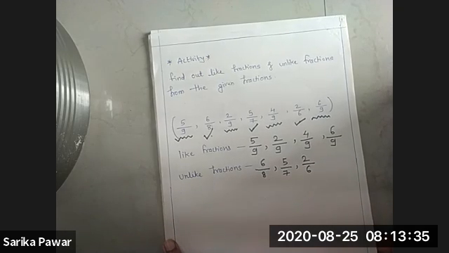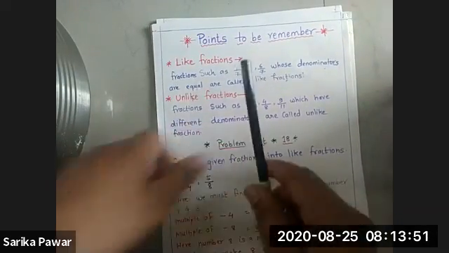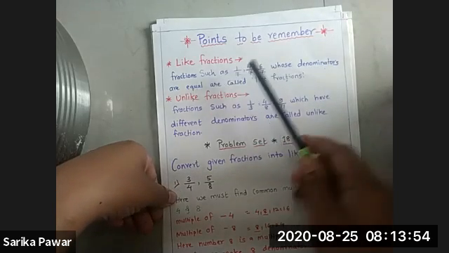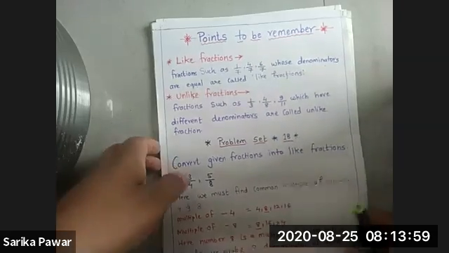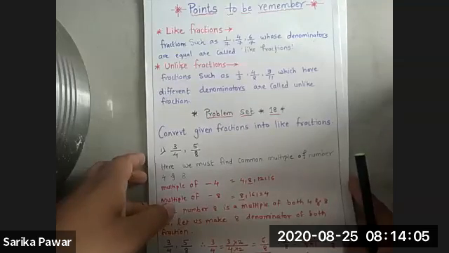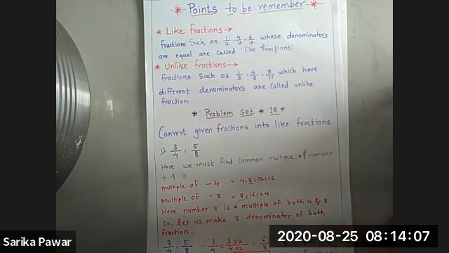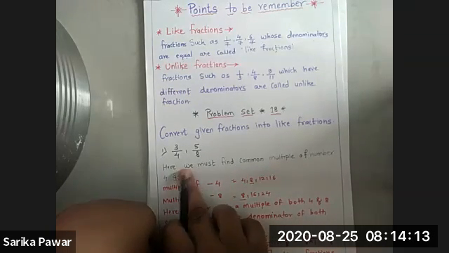So let us start the problem set 18. See here, we already learned the points to be remembered in this lesson, like fraction and unlike fraction. If the concept is clear to you, then you are able to solve problem set number 18. And what we have to do in this? We have to convert unlike fractions into like fractions. So the given fractions are 3 upon 4 and 5 upon 8.